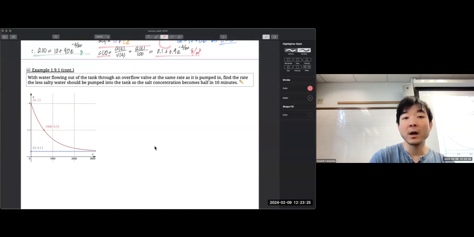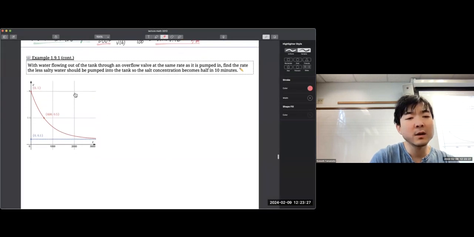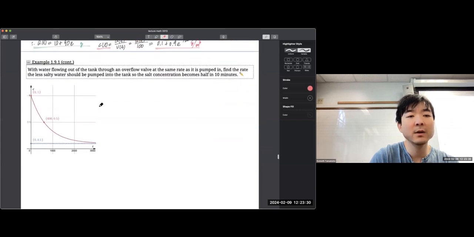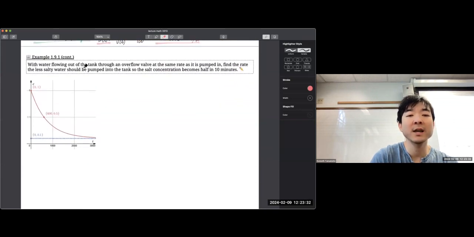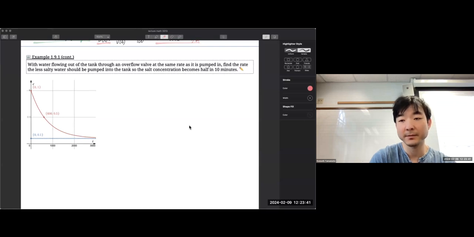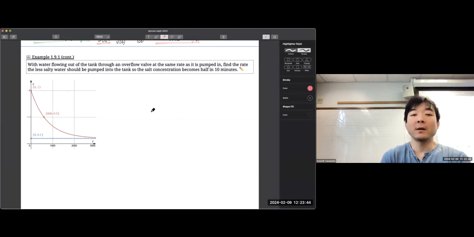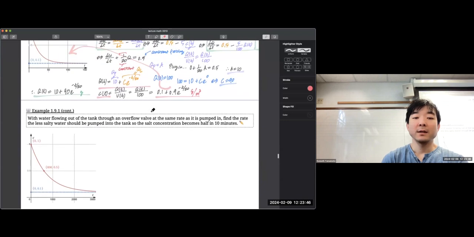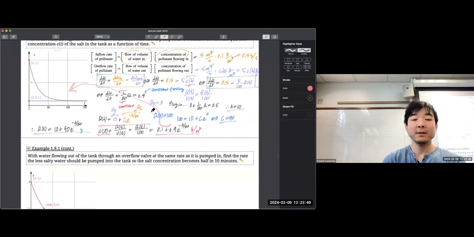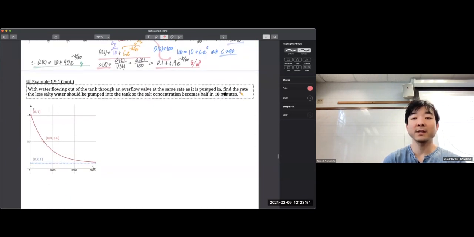Okay, so let's look at this one, which is like a continuation of the other one. With water flowing out of the tank through an outflow valve at the same rate as it is being pumped in, find the rate the less salty water should be pumped into the tank so that the salt concentration becomes half in 10 minutes. So this one's a little bit weird because it's saying find the rate that you want to pump the less salty water in so that the salt concentration becomes half in 10 minutes.